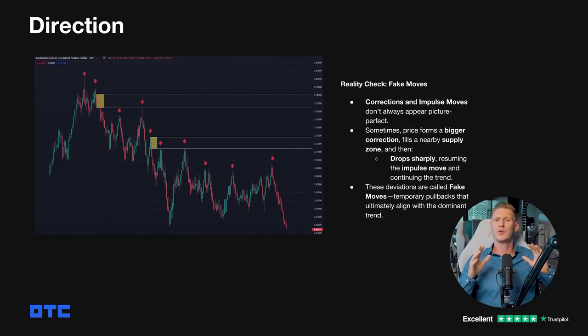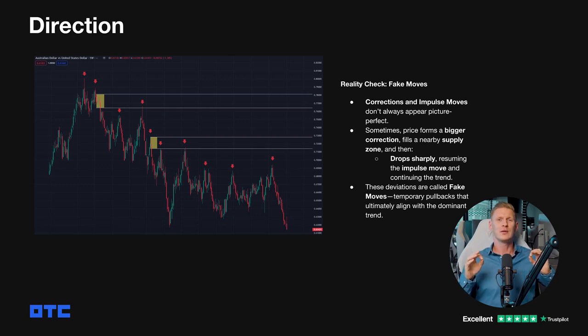How does this look in reality? While we often observe correction and impulse moves, price doesn't always behave as neatly or predictably as we'd like. Instead of a clean correction, sometimes we see a larger correction that momentarily deviates from the trend. For example, price may pull back just enough to fill a nearby supply zone, only to drop sharply afterward, resuming the stronger impulse move in line with the overall trend.